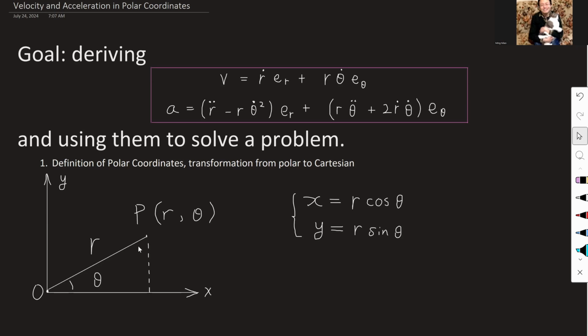The distance from O to P is called r, and that's our first coordinate. The second coordinate is given by the angle theta. We can relate r, theta to the usual Cartesian coordinates of P. By basic trig relations, we see x equals r cos theta and y equals r sin theta. This defines a polar coordinate system.